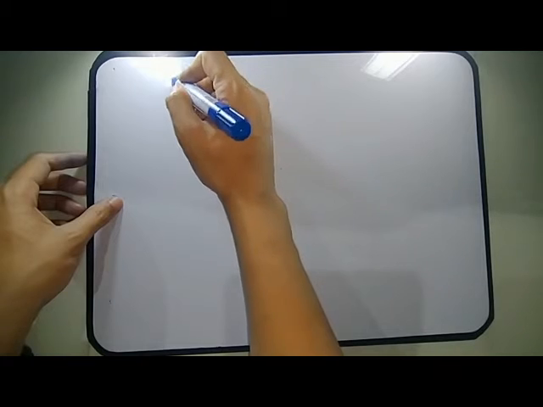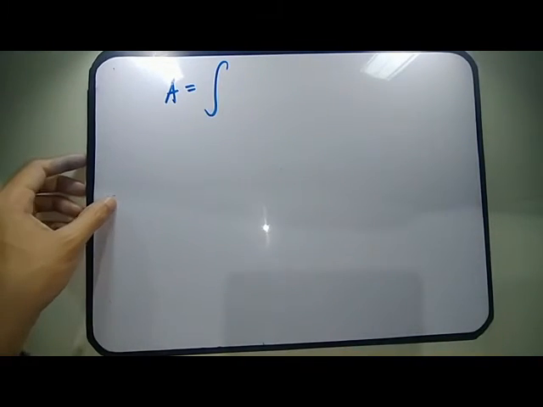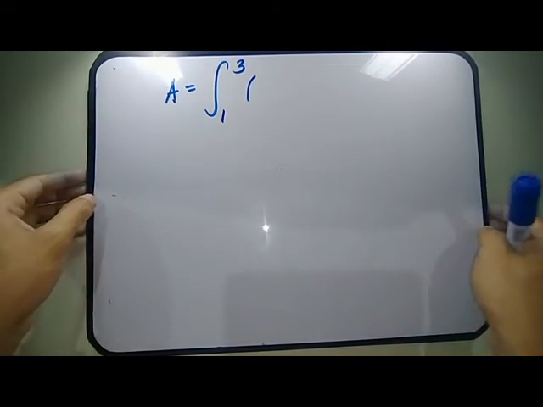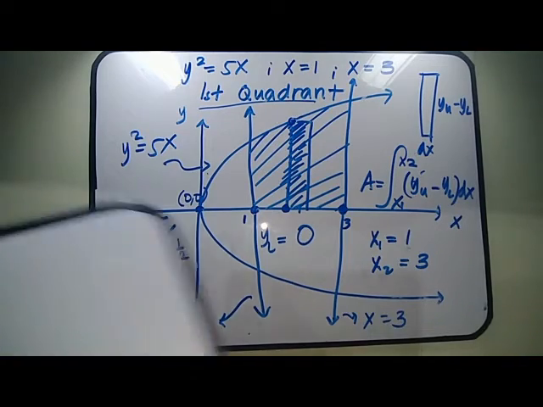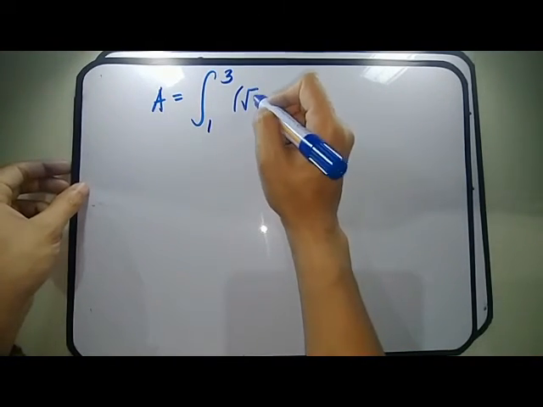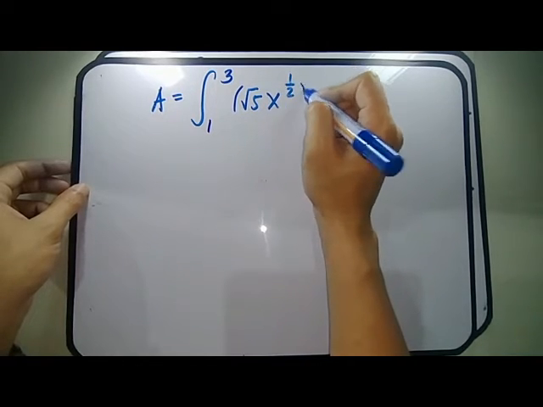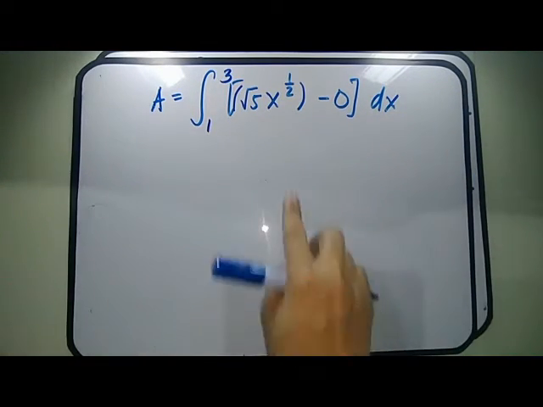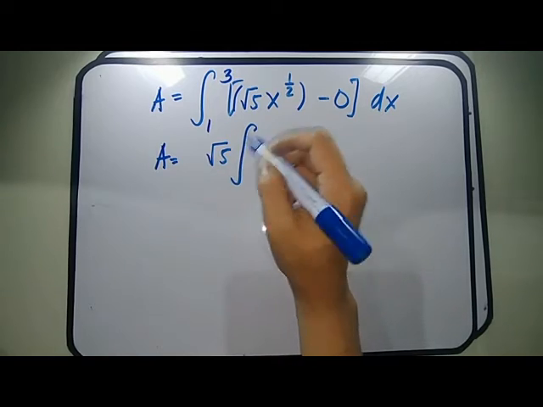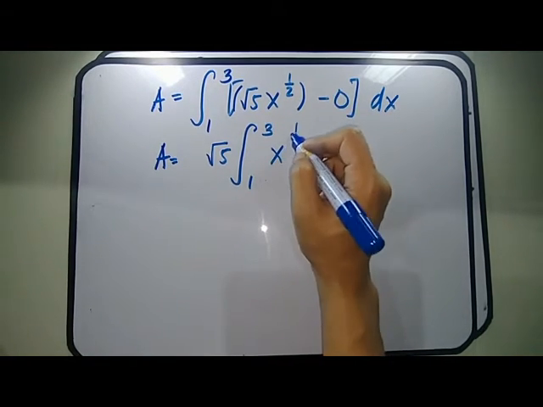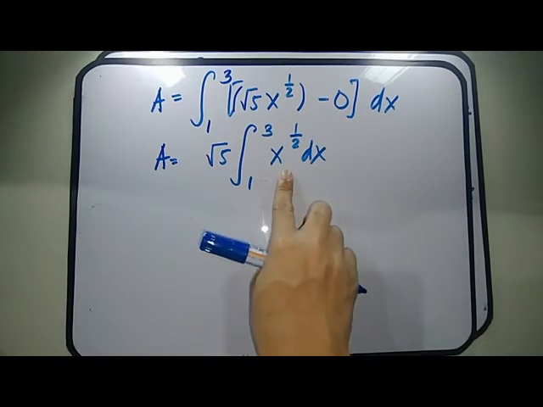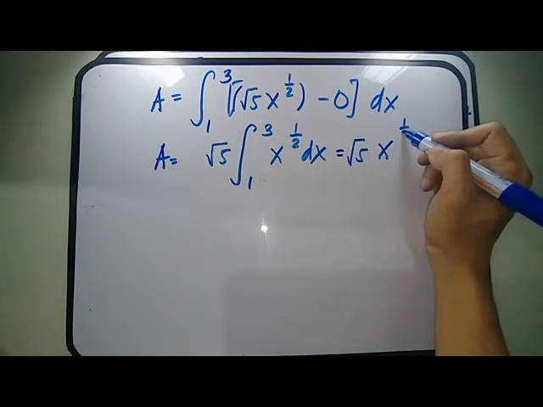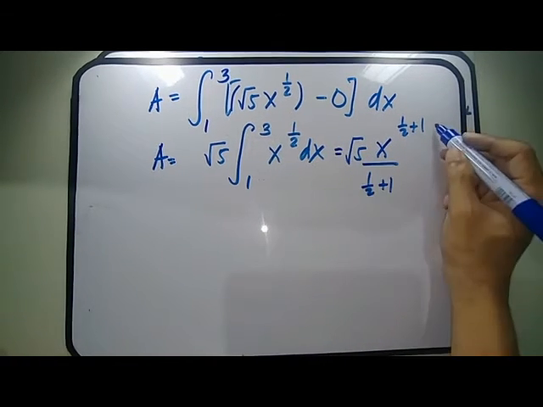All the elements are there. Therefore, you just need to substitute. So area is equal to the definite integral, with limits from 1 to 3, of the square root of 5x raised to 1 half minus 0. The 0 is y lower, differential of x. We simplify this. The constant we bring out, you have the square root of 5 times the integral of x raised to 1 half differential of x from 1 to 3. This is the power formula again, guys. So square root of 5, here we have x raised to 1 half plus 1 all over 1 half plus 1, from 1 to 3.